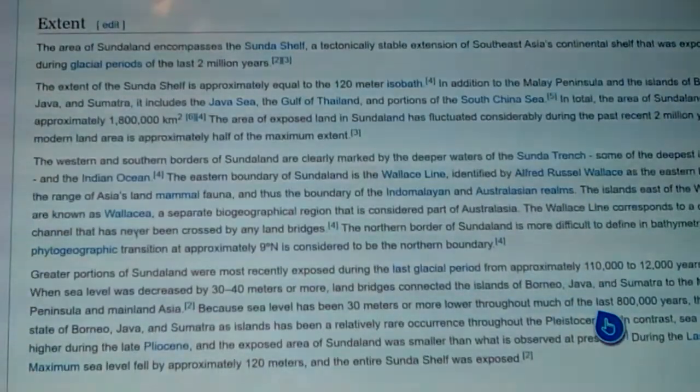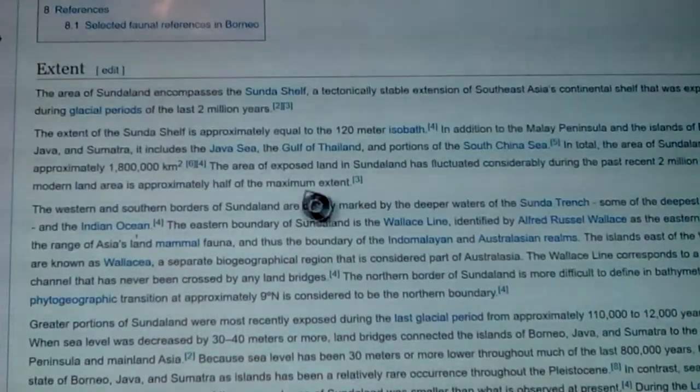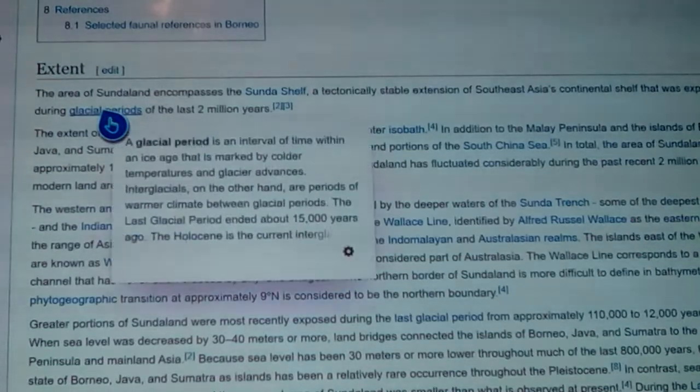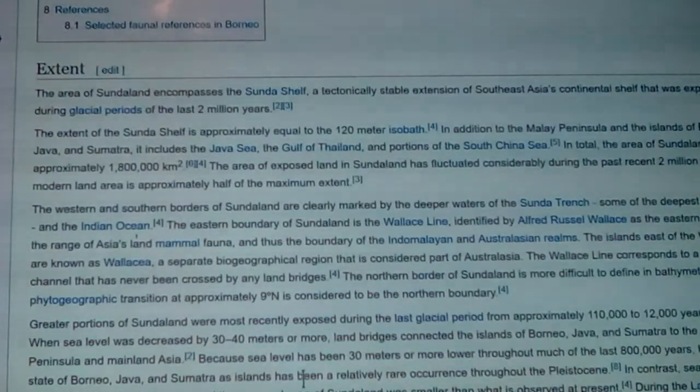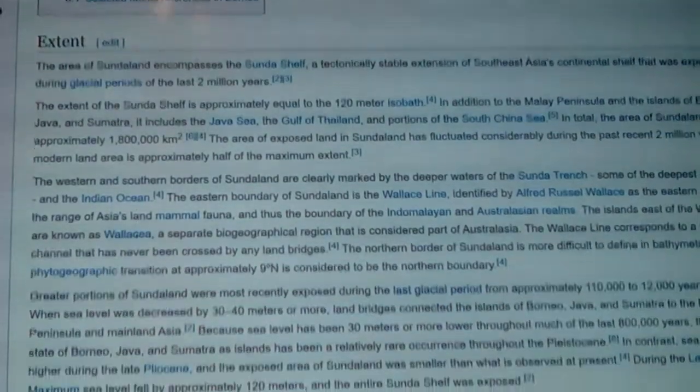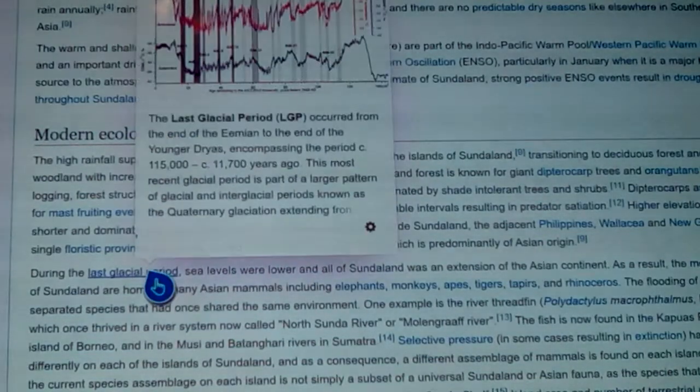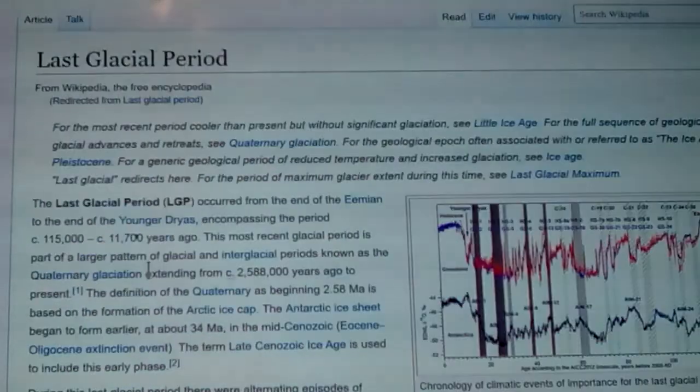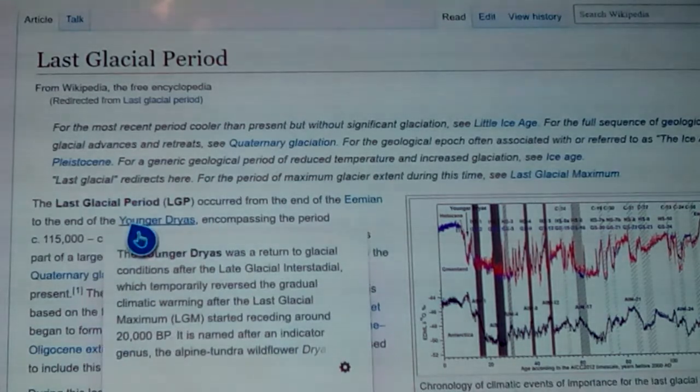So, during the last glacial periods of the last 2 million years, approximately 2.6 million years, is what we've been going through ice ages, okay? So they have that down. I want to show something here. Elephant, monkeys, apes, tigers, yeah. Last glacial period. Now, we've looked at a few different versions of this before. But they tell you that last glacial period ends at the Younger Dryas.